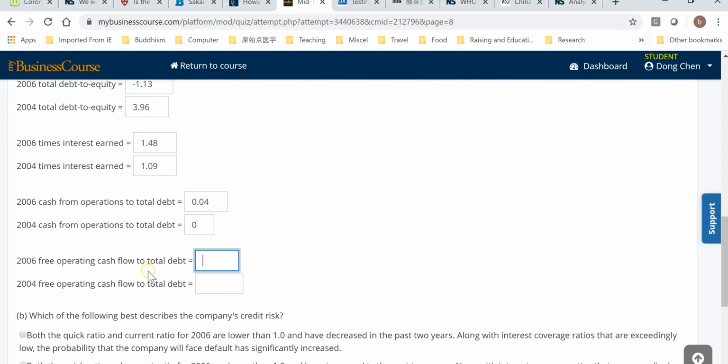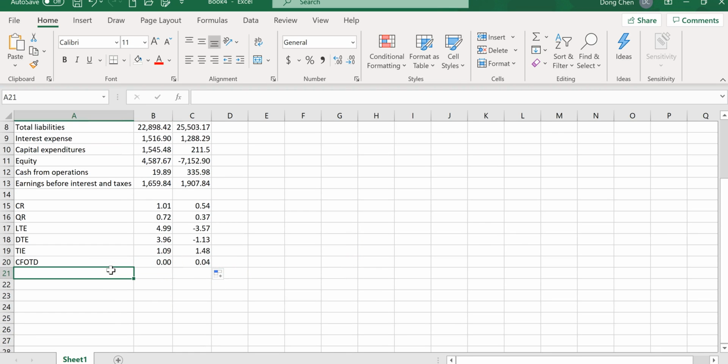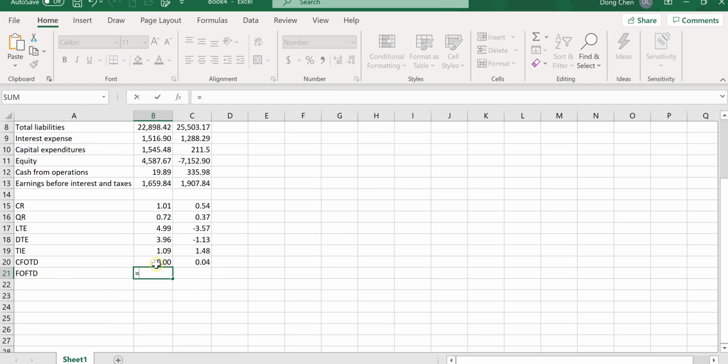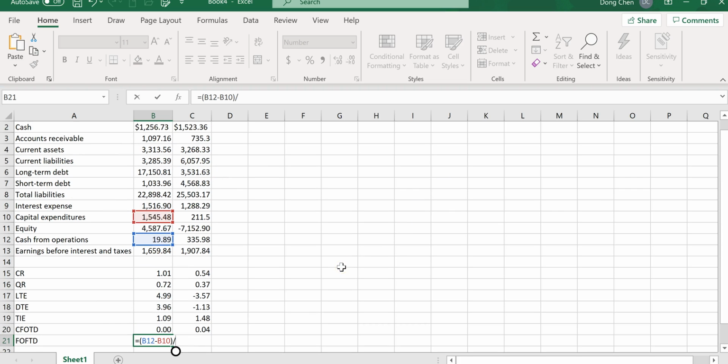And 2006 free operating cash flow to total debt. So we just manipulate the numerator of the cash flow from operations to total debt by subtracting the capital expenditure from the cash from operations. So we take the difference between the cash from operations and the capital expenditure, and then we divide it by the same denominator. We need to add parentheses because we need to add up the long-term debt and the short-term debt.